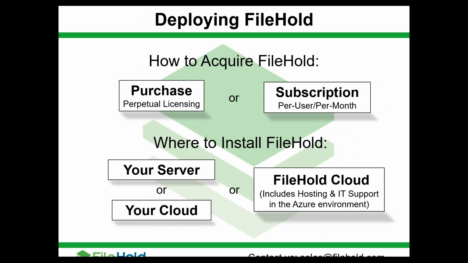FileHold offers both perpetual and monthly per user licensing options for our customers, and FileHold can be installed using one of the following three options. It can be installed directly on your own server, it can be installed in the cloud with the hosting provider of your choice, or FileHold provides our own cloud hosting services in the Azure environment. For easy purchase, FileHold offers competitor trade-in credits, interest-free financing, and rental programs with no ongoing obligation. If you're interested in receiving a price quote, please send an email to sales@filehold.com, and a member of our sales team will respond back to you with that information.